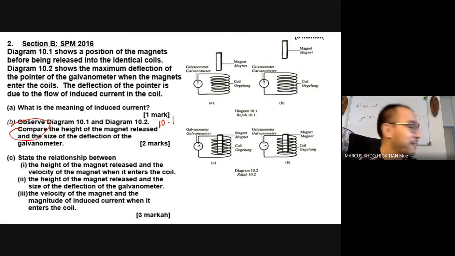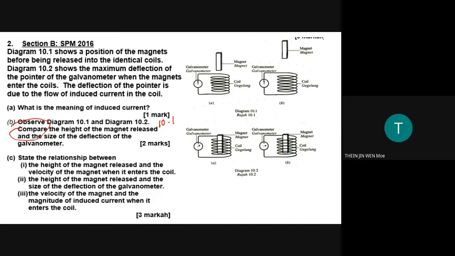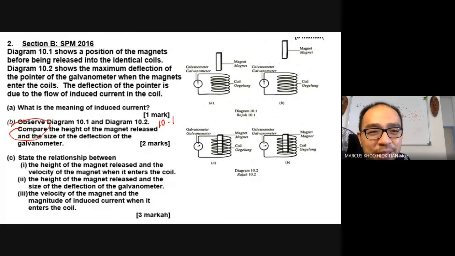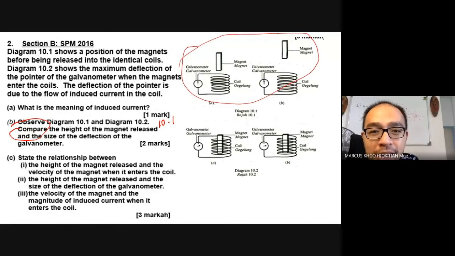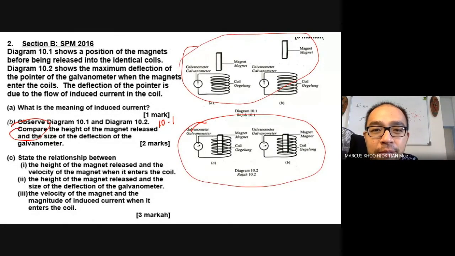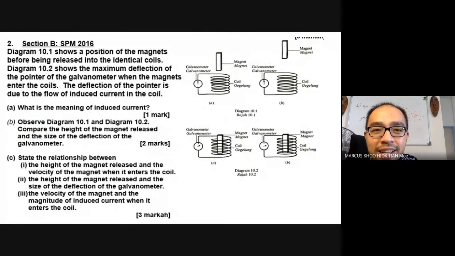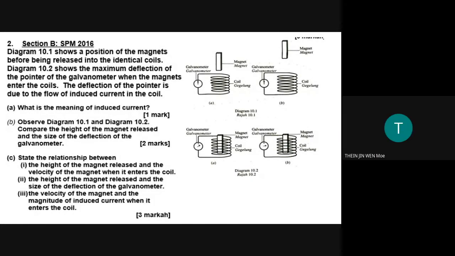Are we looking at the same diagram? Hold on. Okay. Sorry. The height is 10.1 is bigger than 10.2 and the size is 10.2 bigger than 10.1. No, again, I'm asking you the same question. Are we looking at the same diagram? Wait, the 10.1, you know, on top here is 10.1 and at the bottom here is 10.2. So how can the 10.1, the height be higher than 10.2 if... Do you understand what I'm saying? Unless the diagram in the module is different. Hold on. No, it's the same. Oh. The height of magnet release, 10.1 is higher than 10.2.